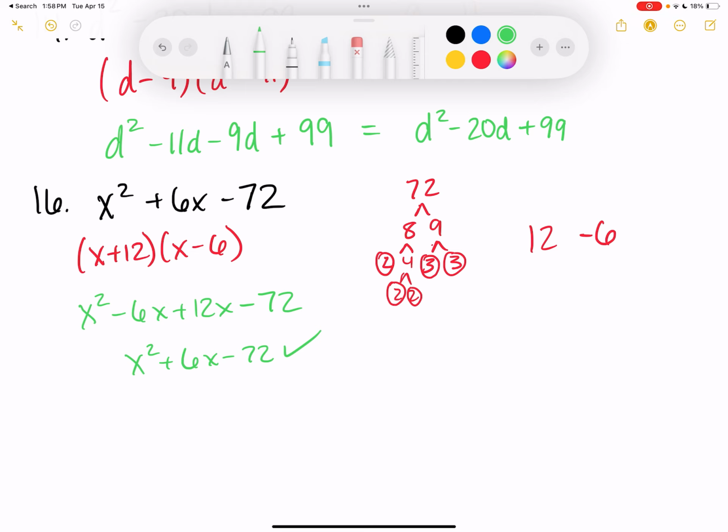CJ, we respect Grace. How did you get 13? I got it too. Yeah, I changed it. It was 2 and 9.